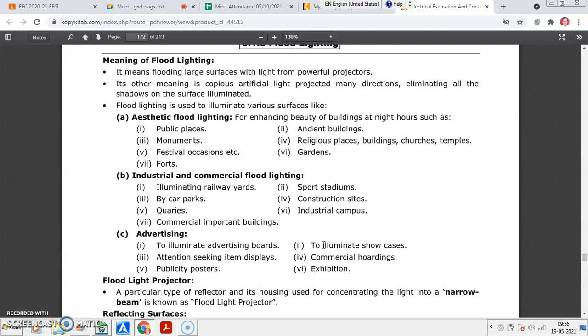So floodlight, especially, it is a projected light. So a particular type of reflector is used in floodlighting, where you are having the concentrated illumination or concentration of light, and you can create a narrow beam. So that is known as a flood projector. So you can have the narrow beam, whose intensity of light is very high, so that it will be the more attractive point or point of attraction.